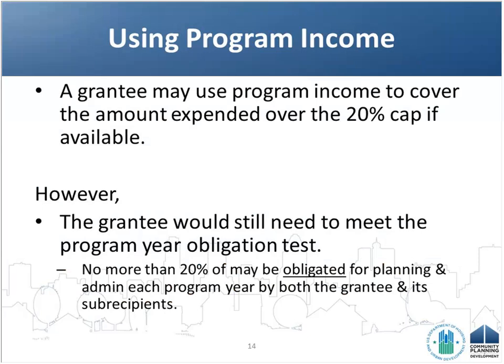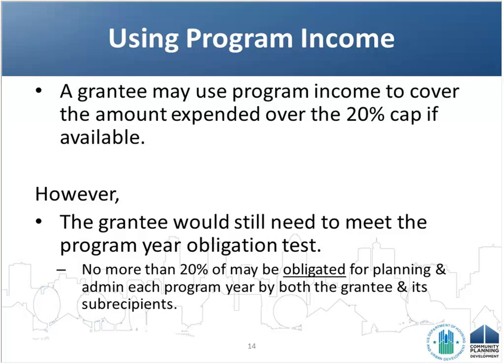To use program income, as I mentioned in previous slides, the grantee will first return the funds to the line of credit, to whatever grant exceeded the cap, and then withdraw from program income if there is program income available. Of course, when you withdraw funds from program income, you must ensure you still meet the program year obligation test.